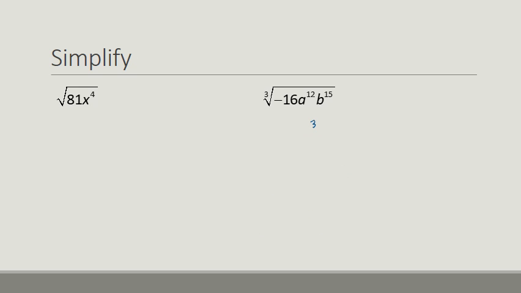Okay, so now let's simplify these. So when there is no index, as always, it's a square root. So we just need groups of 2, and this would be the square root of 81x to the 4th. So 81, the square root of that is 9. And then x to the 4th, if you want to check the groups, if you're unsure of that, you can write that out. And I've got 2 groups of 2. Or the other trick is you can divide by the index, and that will be your exponent.